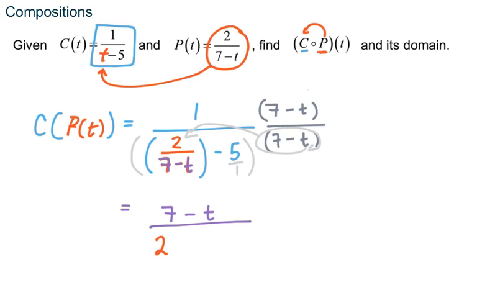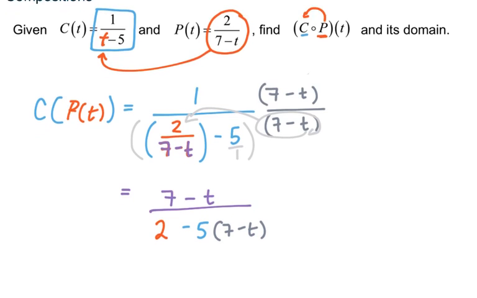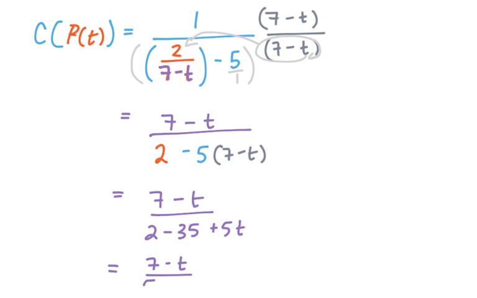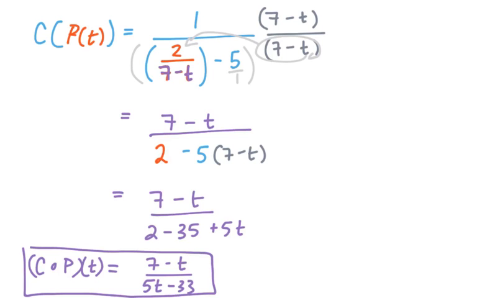And then I'll have minus 5, and that 5 is now multiplied by 7 minus T. All right, so from here, all we need to do is a little bit of simplifying. That is 7 minus T over 2 minus 35 plus 5T, or rather 7 minus T over 5T minus 33. So that is C of P of T. That is our composition of two rational expressions.